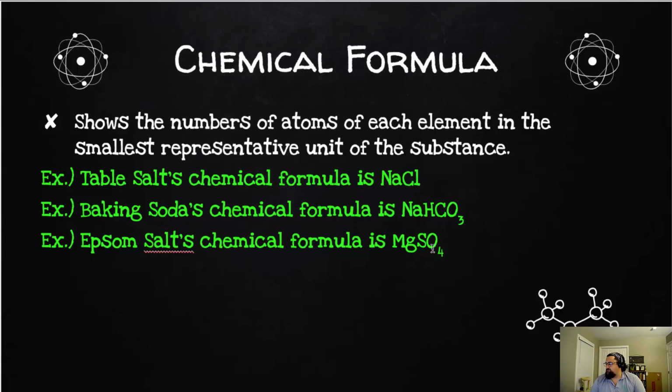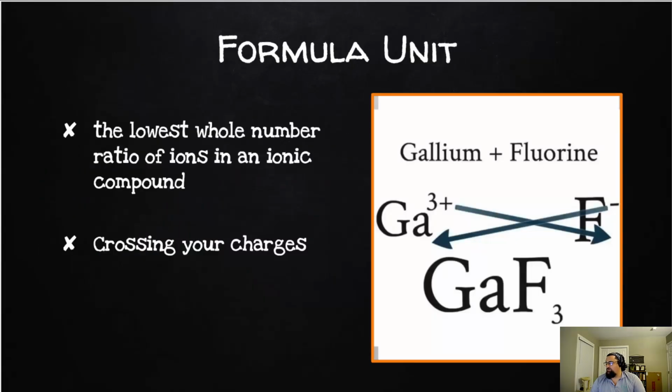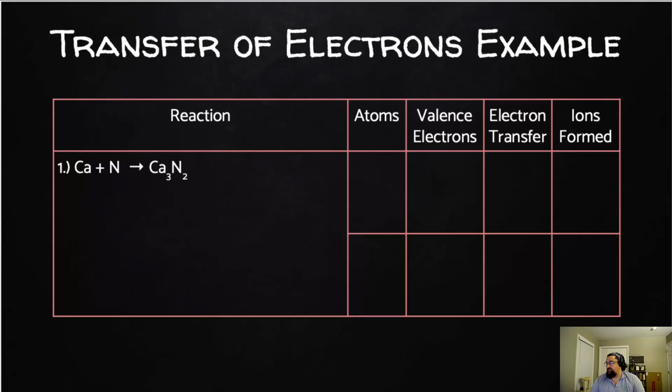And then we have Epsom salts being magnesium sulfate, all right? And so how do we write this? Well, we're going to need the lowest whole number ratio of those ions. So when we looked at this, we want to make now the lowest whole number ratio. Well, how can this balance out?